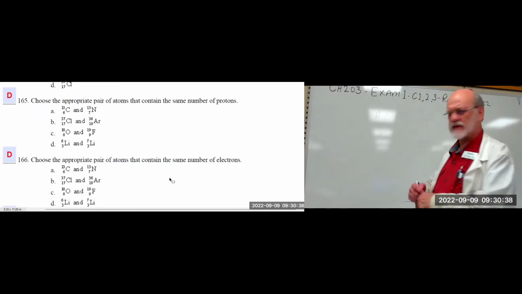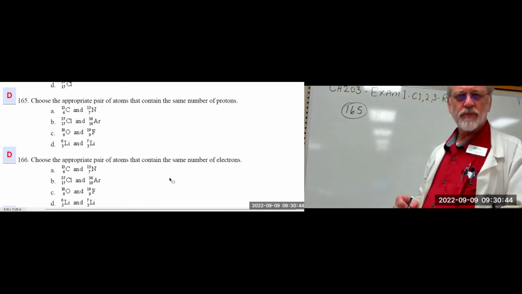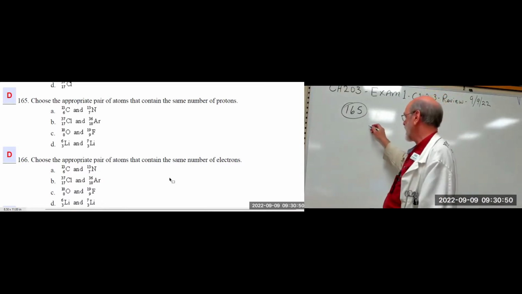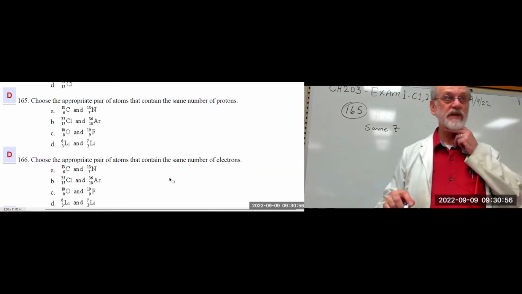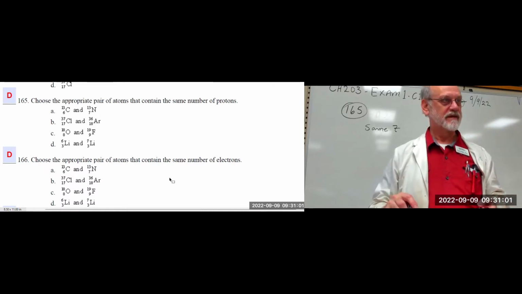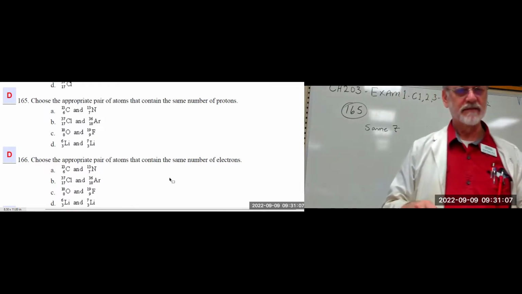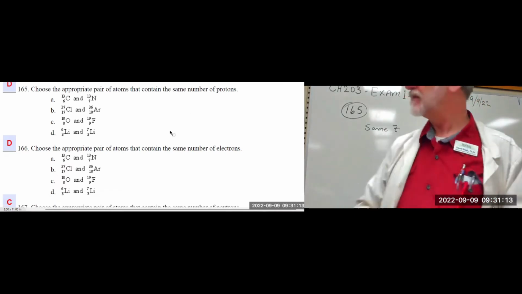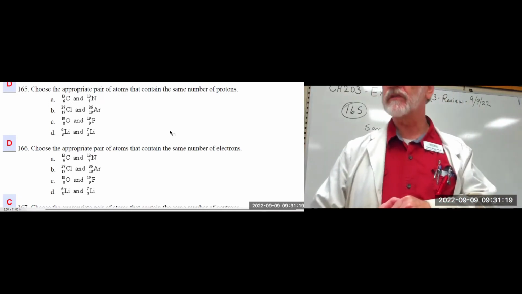Okay, 165. Choose the appropriate pair of atoms that contain the same number of protons. Right? They have to have the same Z numbers, same number of protons. What does that mean? They've got to be the same element. You got to have the same symbol, right? And which one matches that? Only the last one, right? Lithium, lithium. That satisfies the conditions of the question.